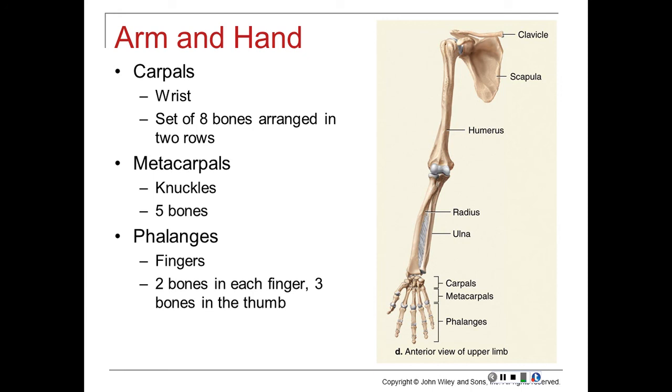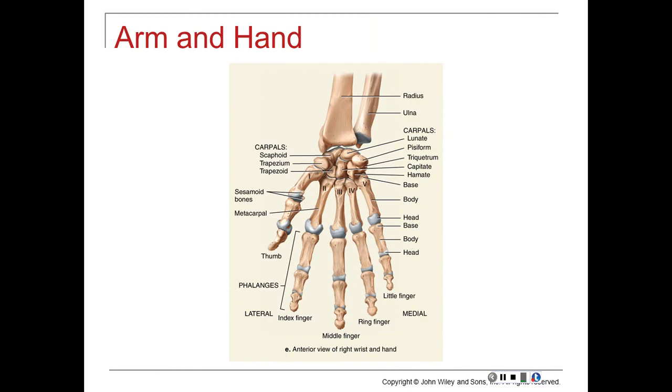that is not right. That's the opposite. It should say 2 bones in the thumb and 3 bones in each finger. Your thumb only has a proximal and distal phalange. All of your other fingers have a proximal, middle, and distal. So this is reversed. There's 2 bones for your thumb and 3 bones for each finger. Sorry about that typo.